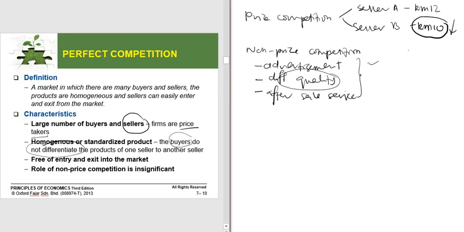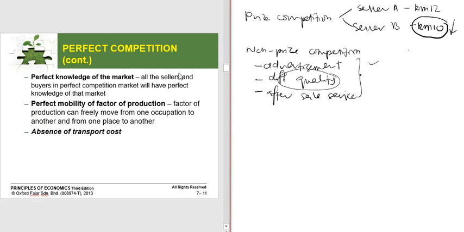Next, perfect knowledge of the market, meaning all sellers and buyers in the perfect competition market have perfect knowledge of the market. For example, sellers know the price of the product sold by the other sellers. Let's say the price of apple just now. Seller A knows that seller B and seller C will sell their apple at the same price, which is RM 8 ringgit per kg. That is what we mean by perfect knowledge, or having enough information about the market price and so on.